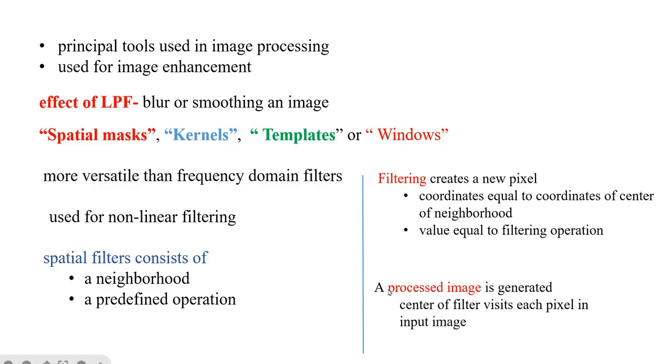The processed image, that is the filtered image, is generated as the center of the filter visits each pixel in the input image. That is, we move the filter or the kernel over the image, and we generate the new image, that is the processed or filtered image.